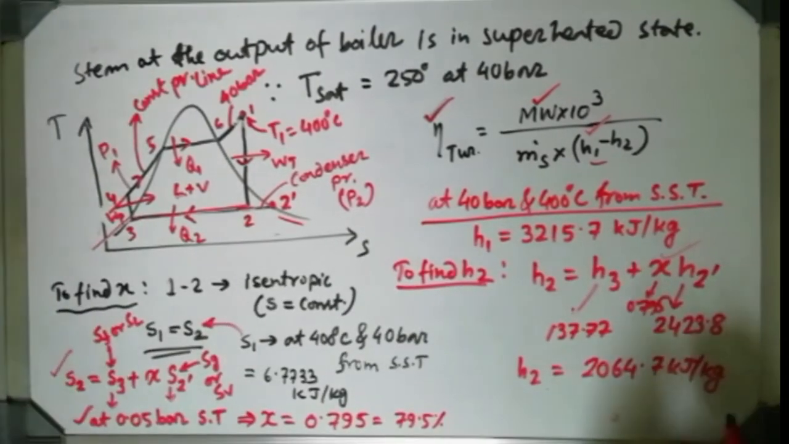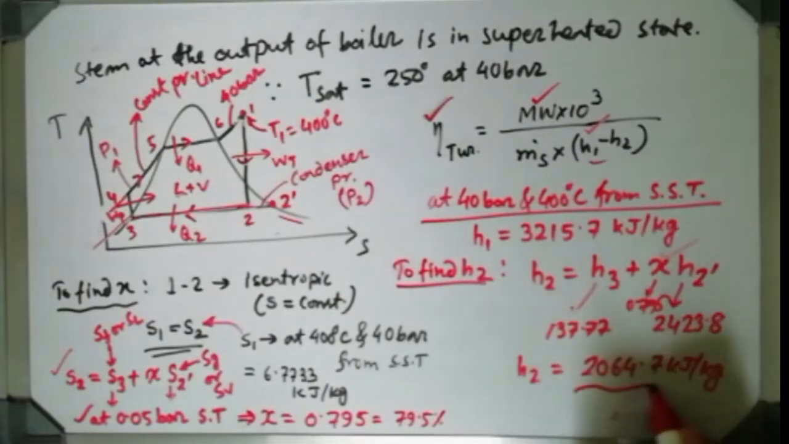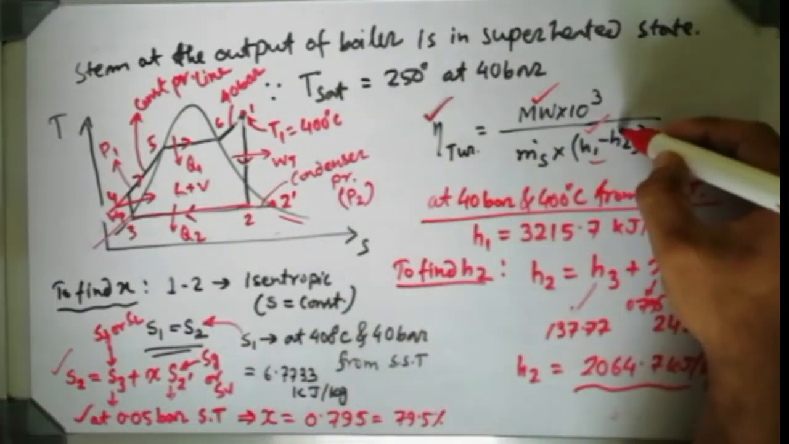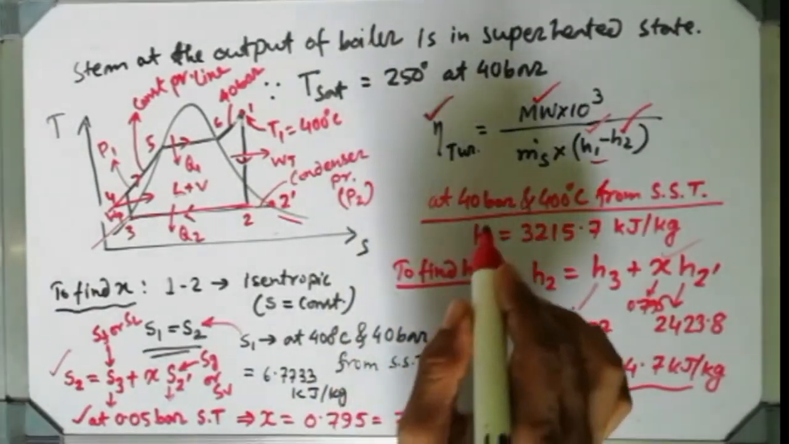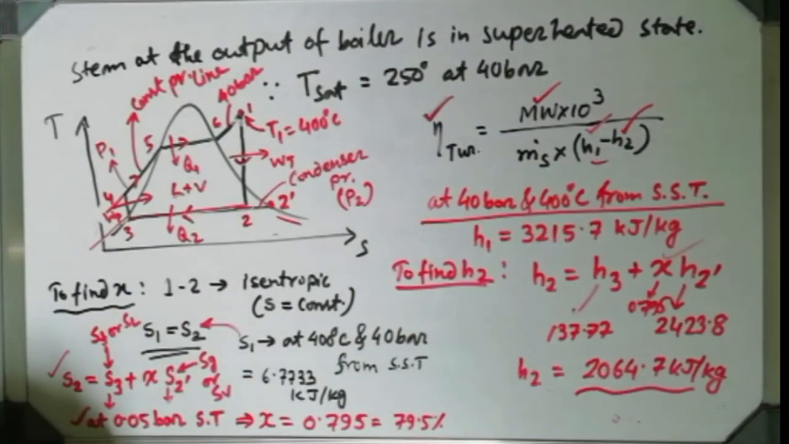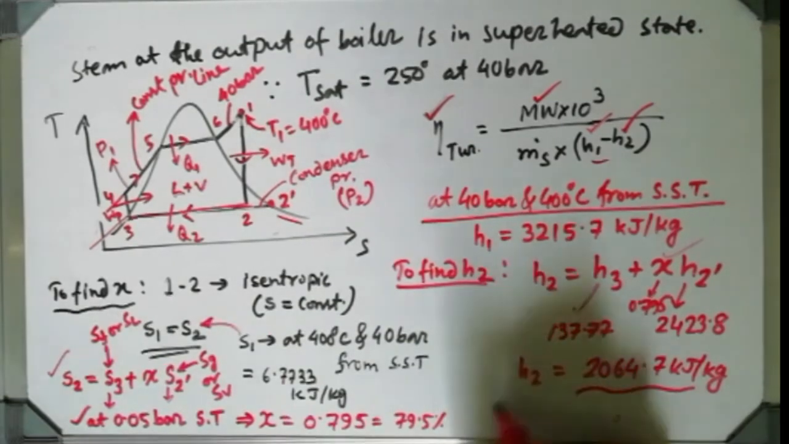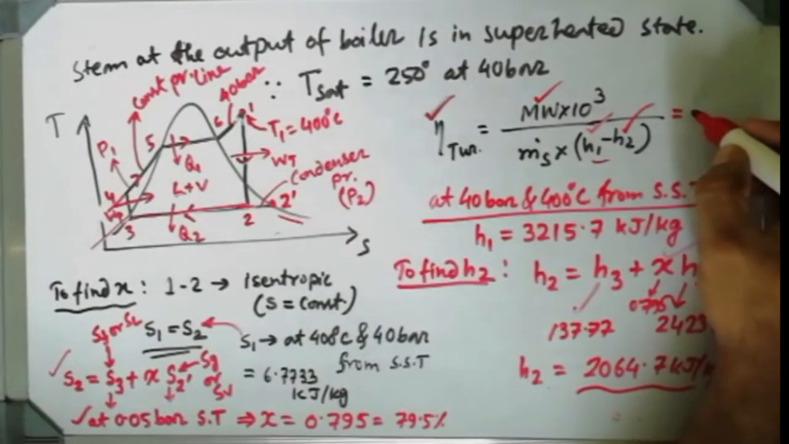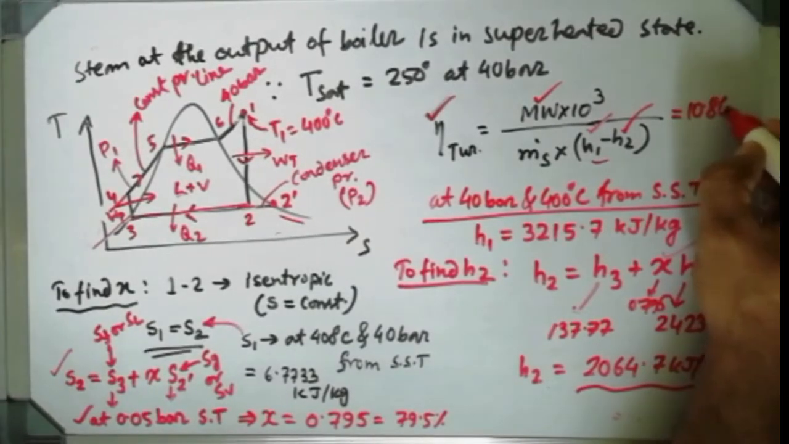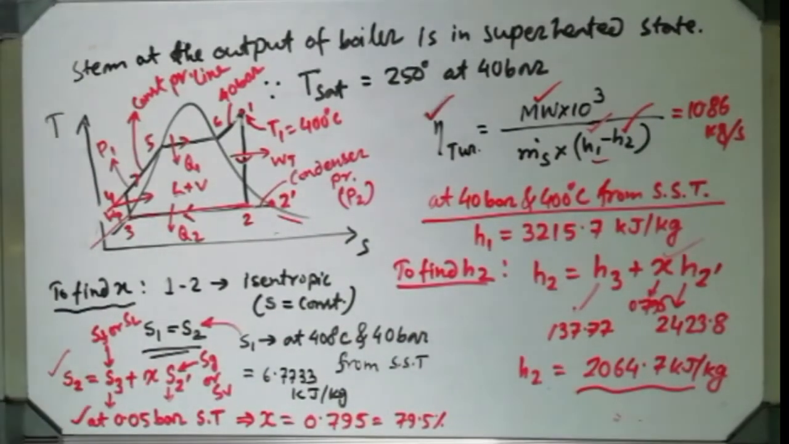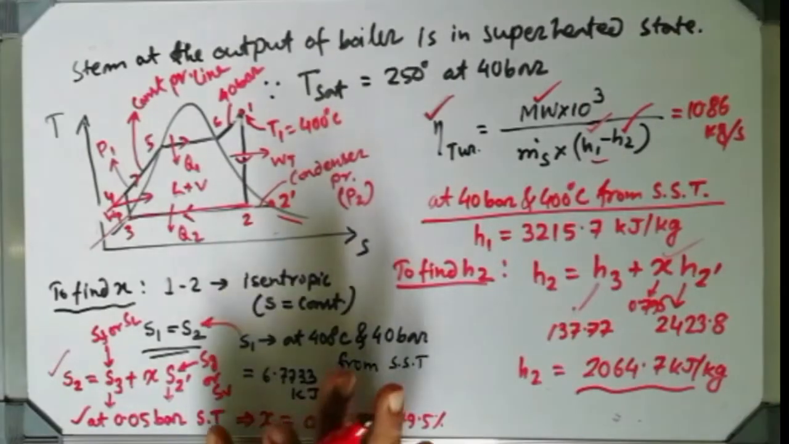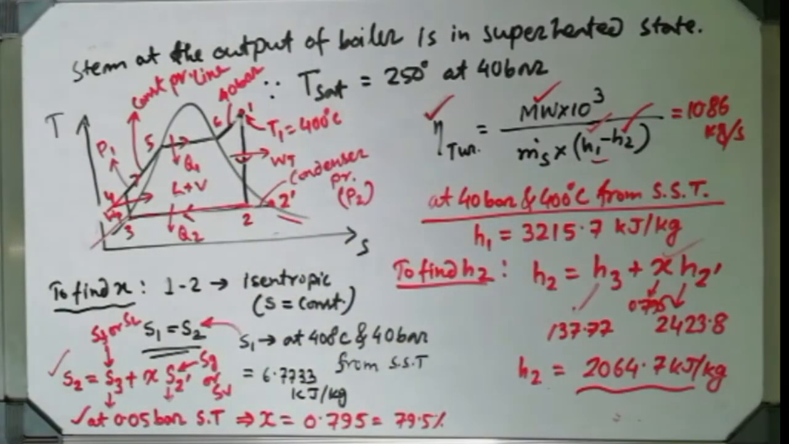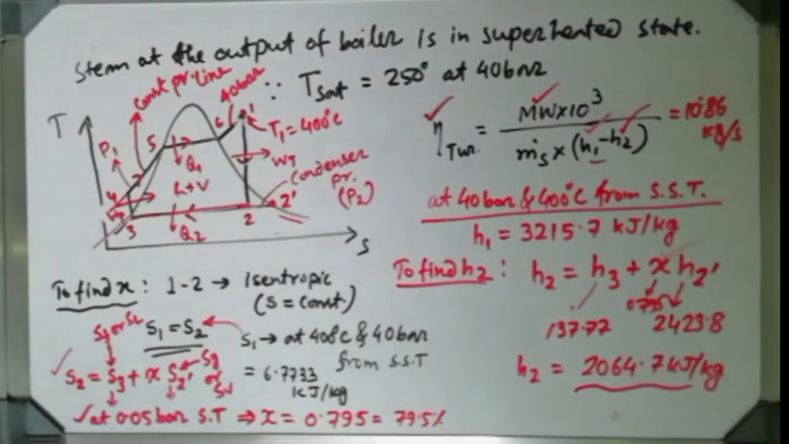Understood? After doing all these things, now you have already got H2. Put this H2 over here. From there get the value of mass flow rate of steam. After putting all those values here, I am getting the mass flow rate of steam as 10.86 kg per second. Just try to do the calculation that I have done with your own pen, copy and pencil. This kind of value, 10.86, will be coming.